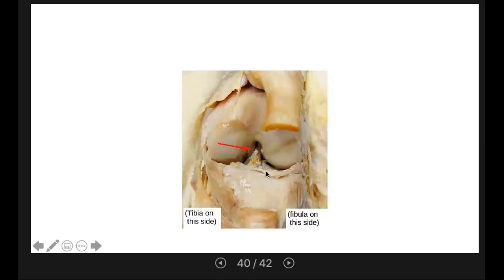Here is a view of some of these structures on one of our cadavers. So we've opened up the knee joint here. We can see the patella tendon coming down. Here's the femur. Here's the tibia. Here's the fibula on the lateral side. And so this is the lateral collateral ligament going from the fibula to the femur. This is the medial collateral ligament going from the tibia to the femur. And then we can see the posterior cruciate ligament kind of hidden here versus the anterior cruciate ligament, which is much more visible.